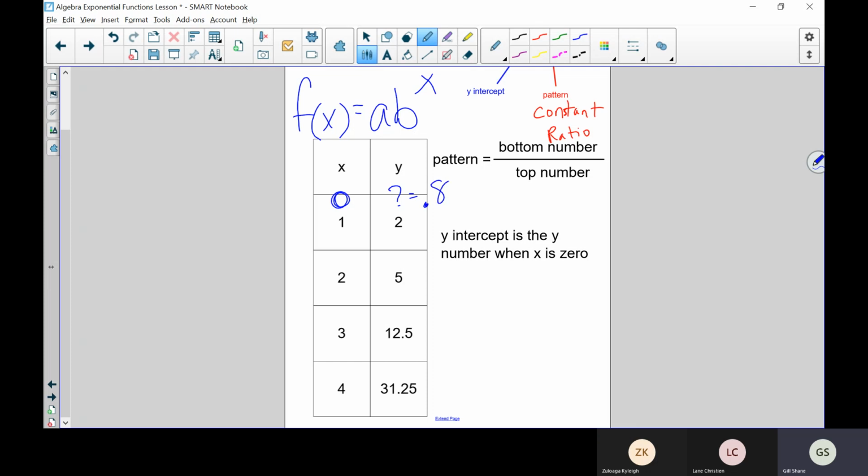So the formula you should have come up with would have been 0.8 as the A value. The pattern is 2.5 because we just take any two numbers and do bottom divided by top. And then X is just X. Again, I'm not expecting you to be able to do that. I might put it on there as a bonus.